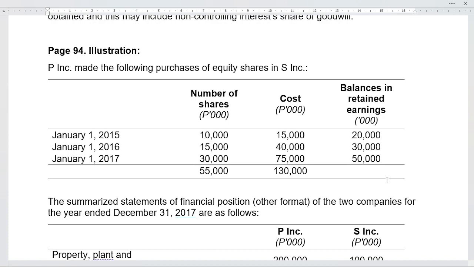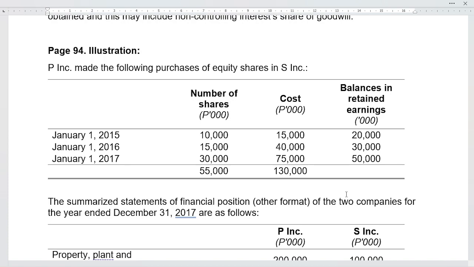Tapos, alam naman natin, yung retained earnings, accumulated profits and losses, no? Kapag ikaw ay nag-net income for a year, i-add mo yun sa retained earnings, lalaki yun. Kapag ikaw ay nag-net loss for a year, ibabawas mo yun sa retained earnings. Liliit ang retained earnings mo.